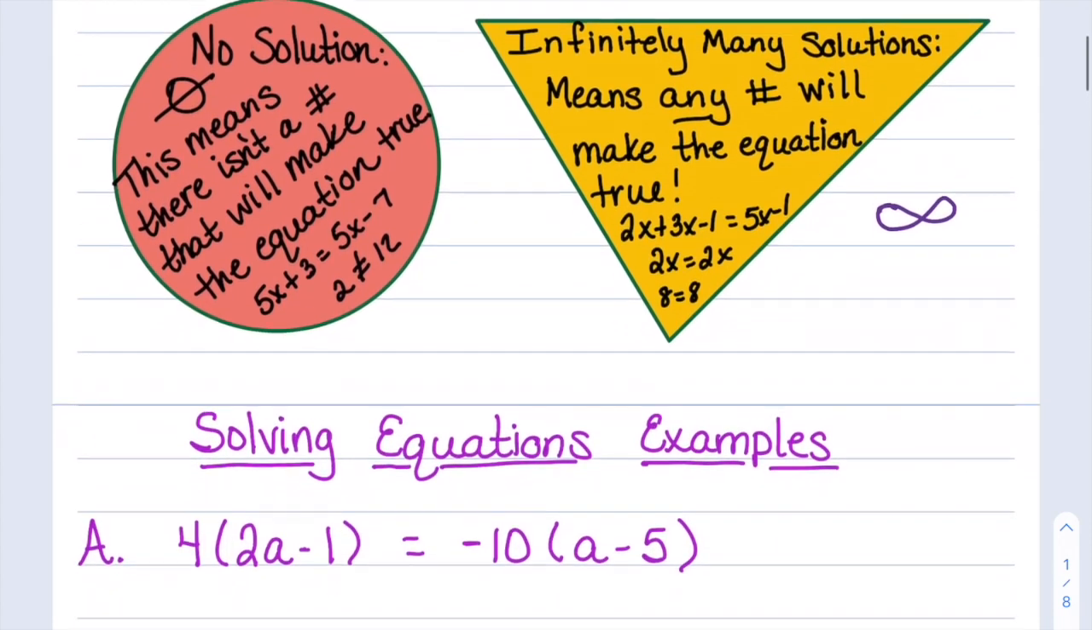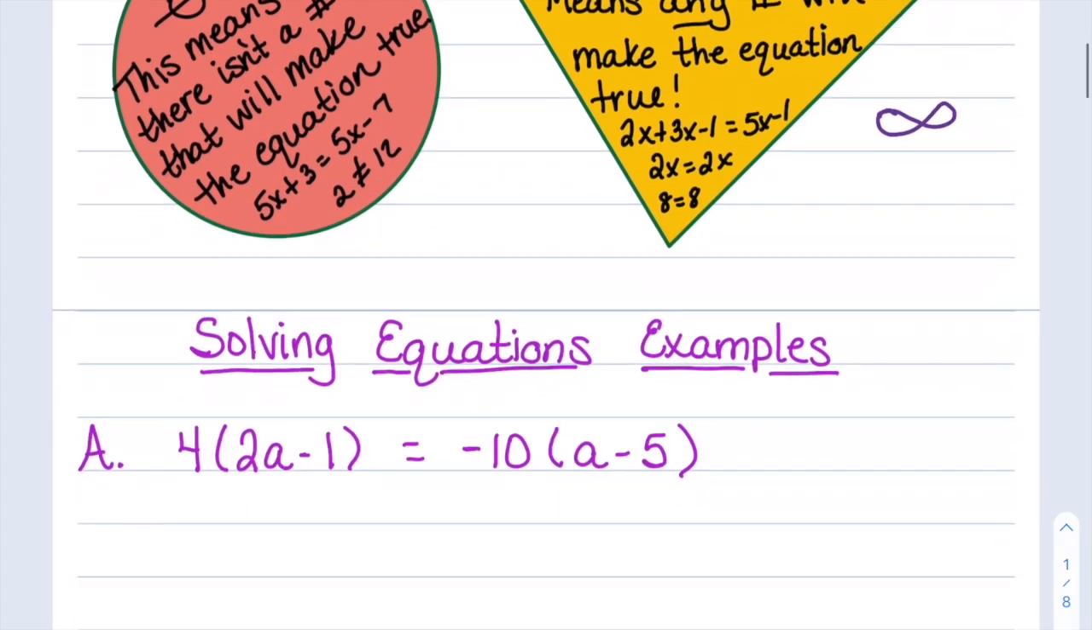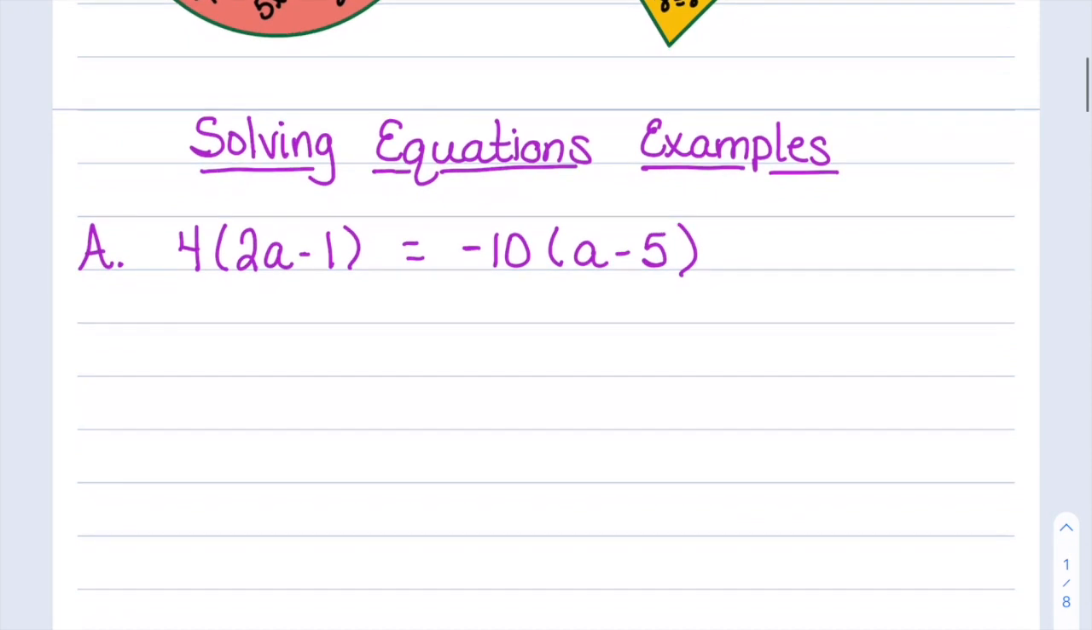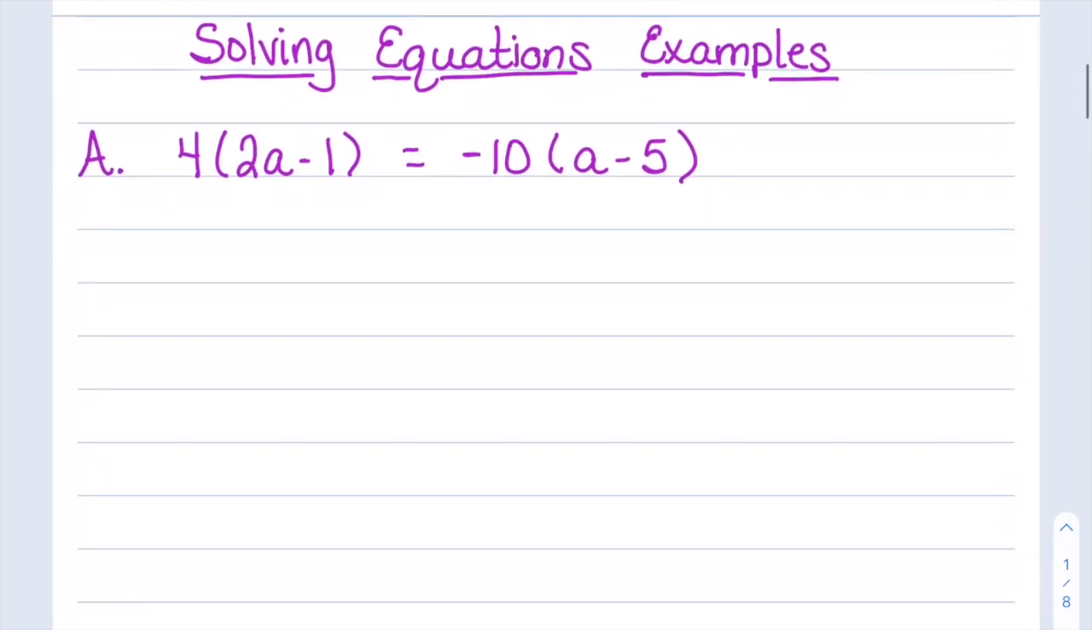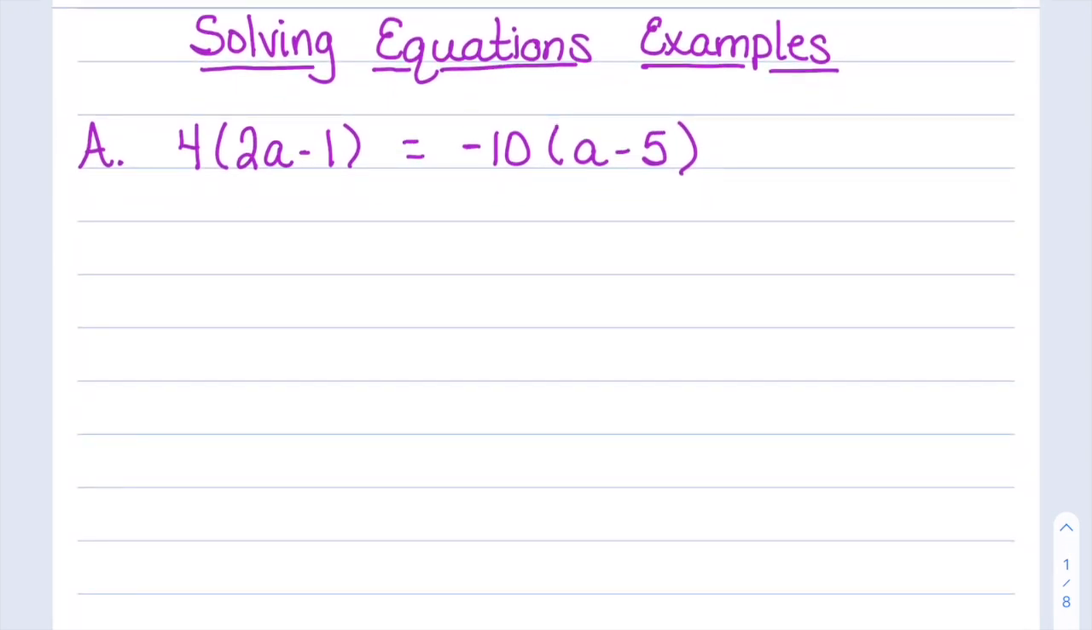All right, so let's go into some examples. We're going to start with some pretty basics. Solving equations, example A: first, we want to look at distributing. Think about this as a mailman. He's got to go to each house that's inside the parentheses. So we're going to think about 4 times 2a and 4 times a negative 1. So 4 times 2a gives me 8a, and then 4 times a negative 1 gives me a negative 4.